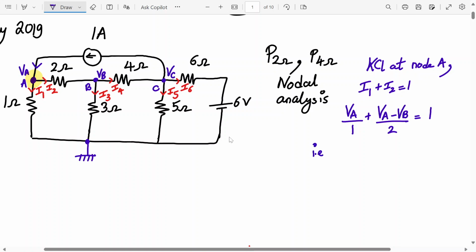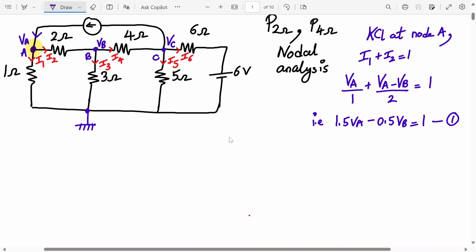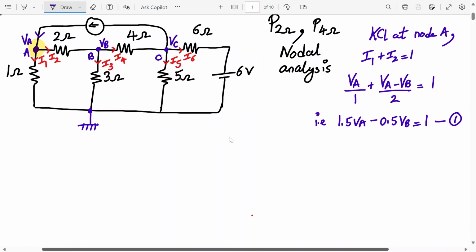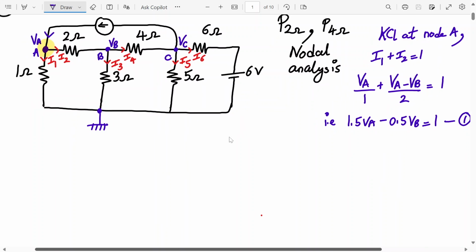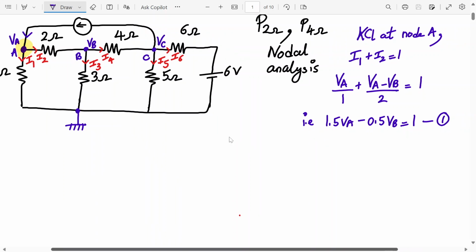Then we have VA upon 1 is VA. So VA plus 0.5 VA, that becomes 1.5 VA minus 0.5, half is 0.5, VB is equal to 1. Let's call this equation number 1. Everyone followed this step? Yeah? Yes, so that we can proceed? Okay, good, great. So please write this equation and get this equation number 1 ready.